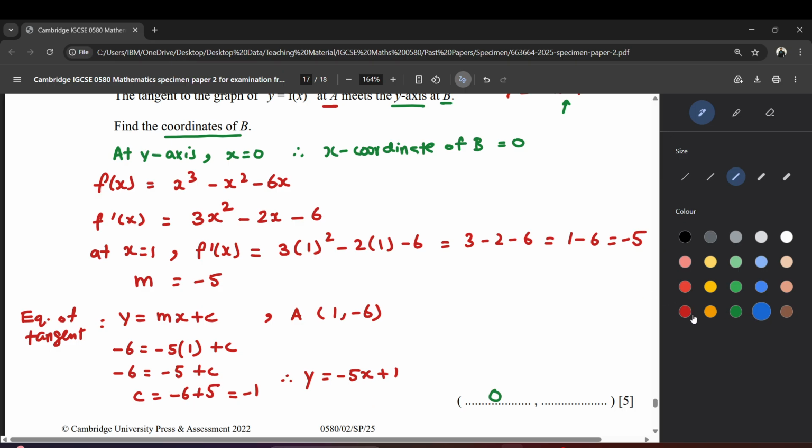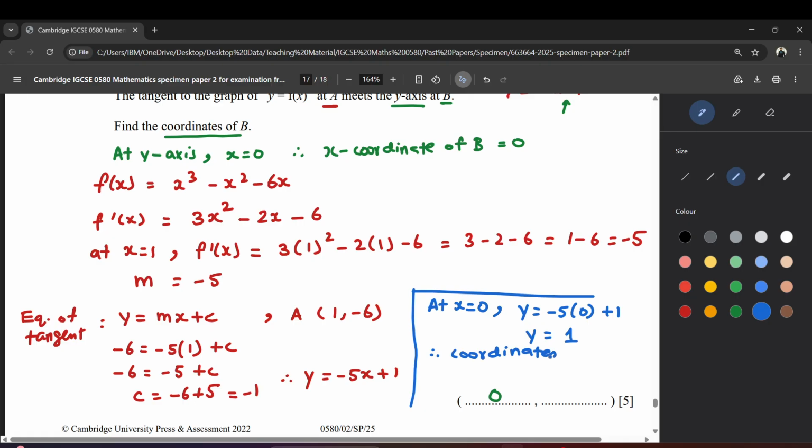Okay. Now comes the final part. You are supposed to find the coordinates of B. You know that the x coordinate of B is equal to 0. So at x is equal to 0, y is equal to minus 5 times 0 plus 1, y is equal to 1. Therefore, coordinates of B are (0, 1).